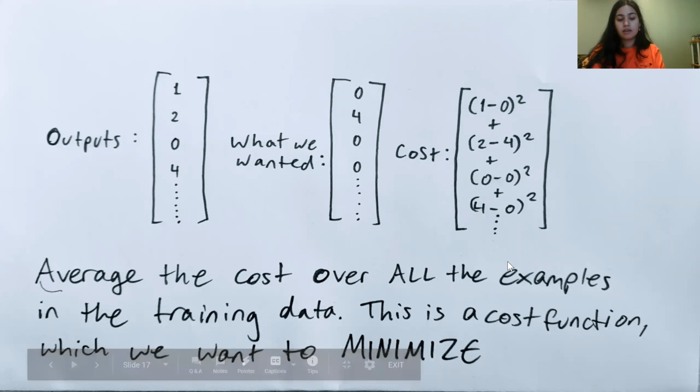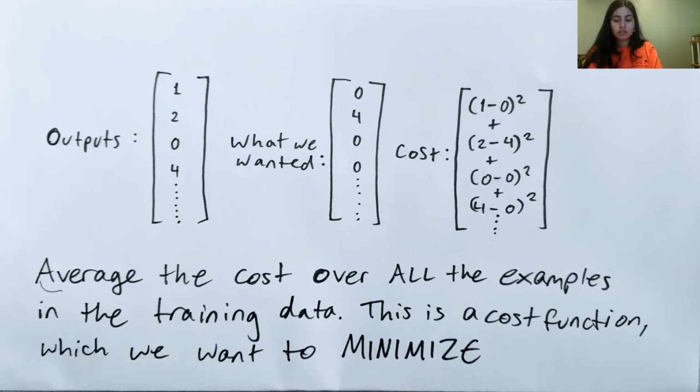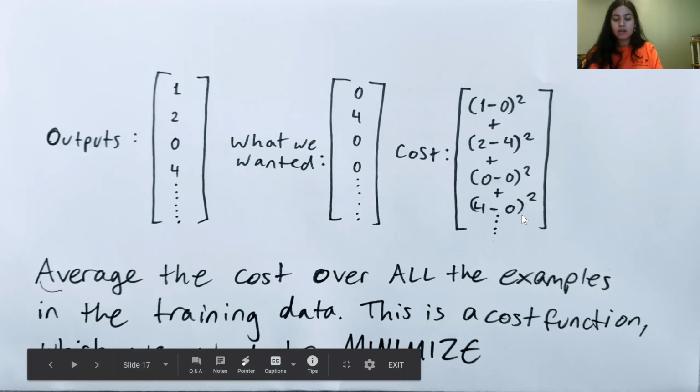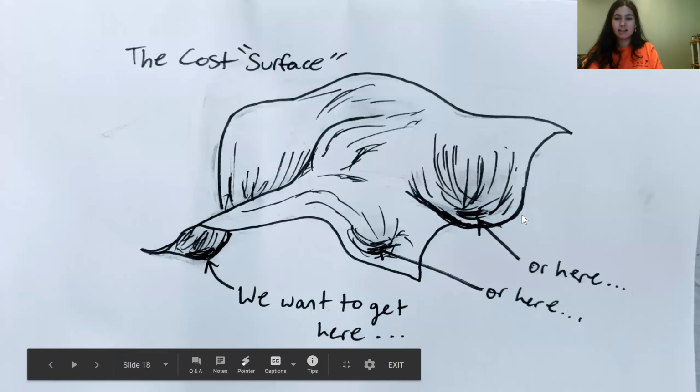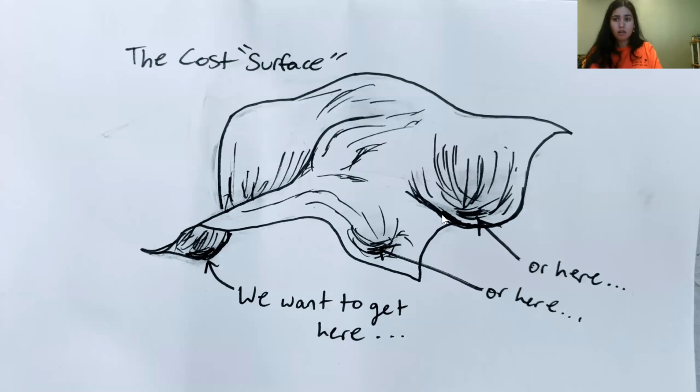So if we want to minimize the cost, since it has this huge dimensionality, it's nice to visualize it as a kind of surface that we're trying to get to the bottommost parts of.